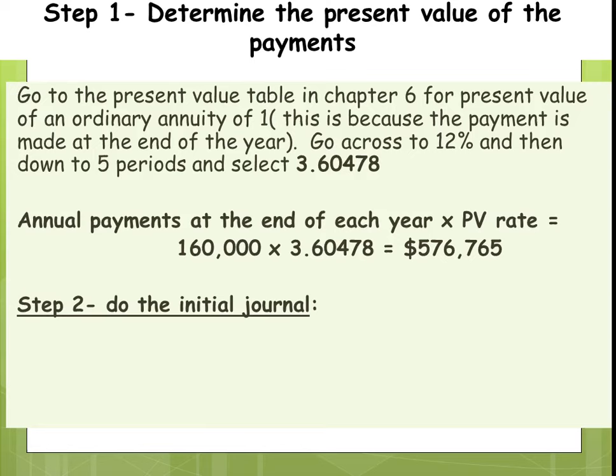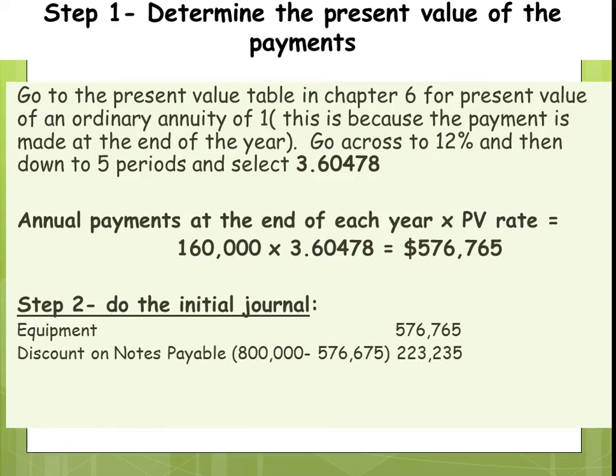Now we can do our journal entry. Equipment is going to be based on the present value. Discounted notes payable is going to be the difference between the $576,765 and the $800,000 that we paid, and the notes payable will be $800,000.